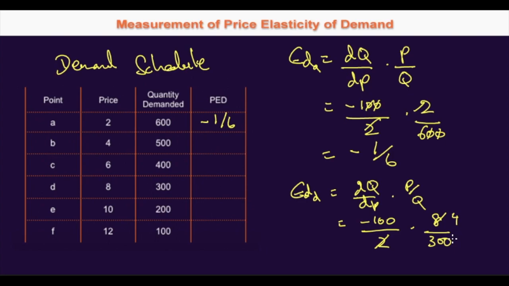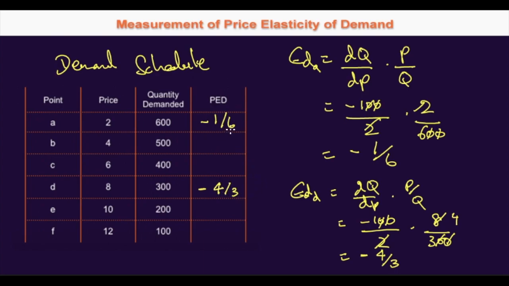It will be 4. So minus 4 by 3, or minus 1 over 1 into 3. So for point D it would be minus 4 over 3.